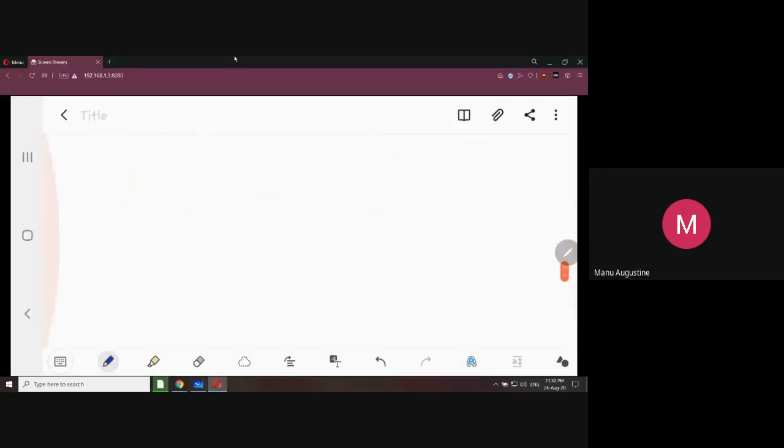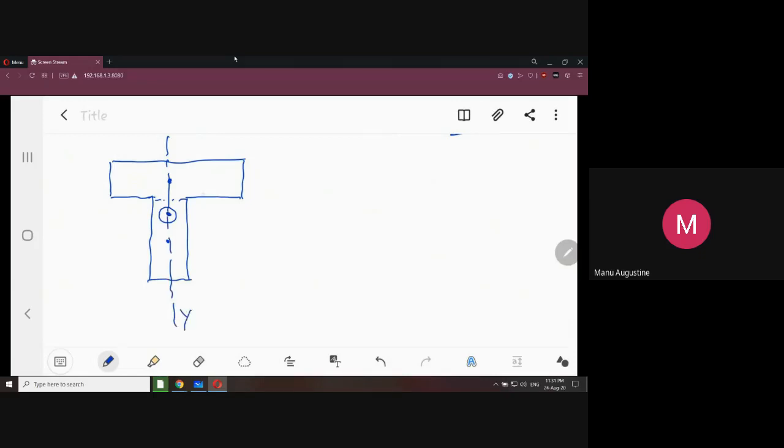Now in order to do that, we will draw the T section once again. We will draw the location of the overall centroid of the T section. We will draw the location of the individual centroid of the first area, the individual centroid of the second area, and we will draw the vertical y axis, about which we have to find the moment of inertia.